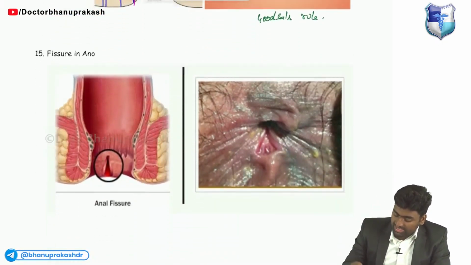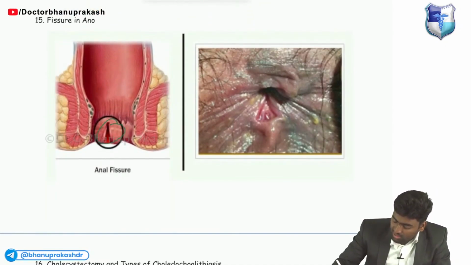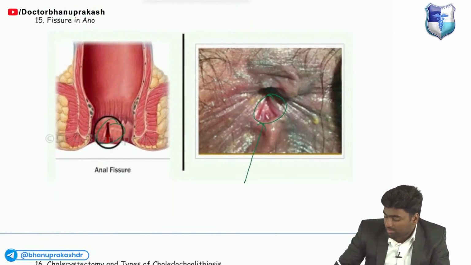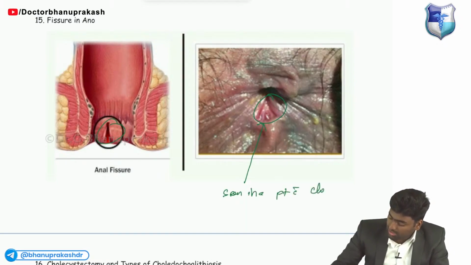Okay, fine. Next, about fissure. This is how an anal fissure looks. Mostly this anal fissure will be seen in patients with chronic constipation.